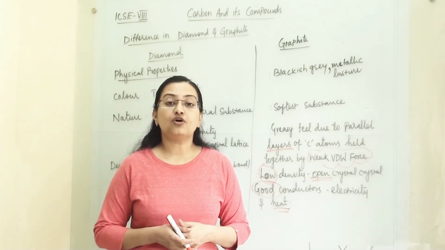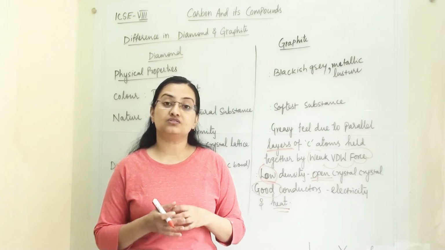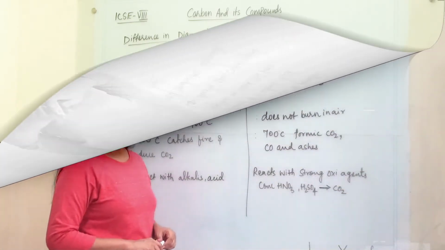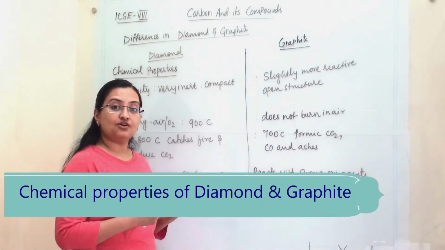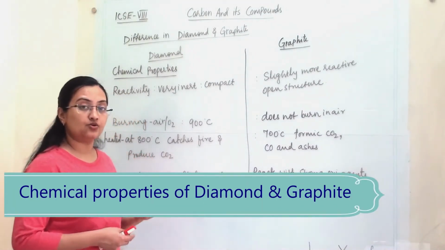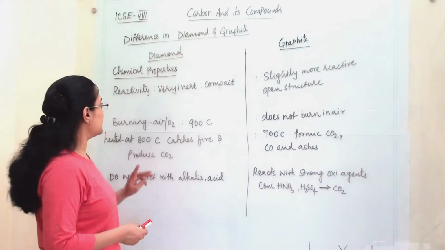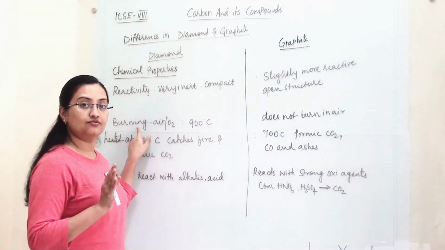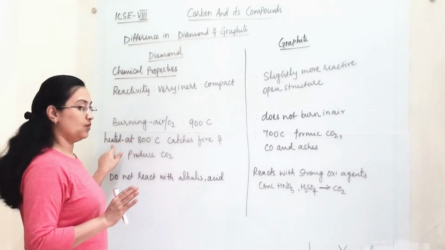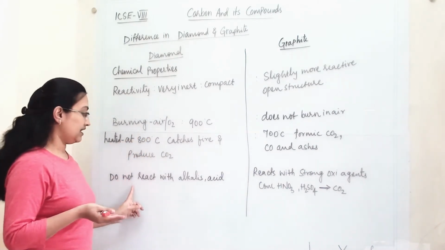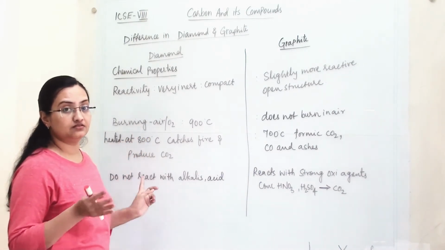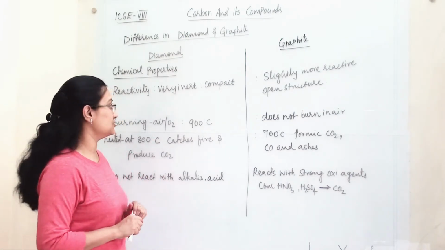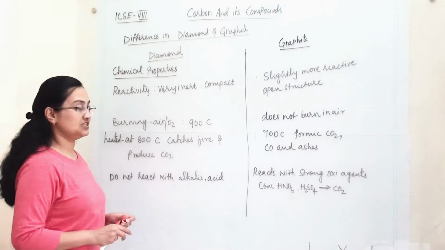Now going forward we are going to discuss the chemical properties of diamond and graphite. Under chemical properties of diamond and graphite we are going to discuss three criteria: its reactivity, burning in air or with oxygen while heating it, and how they react with any strong oxidizing agent and reducing agent. So first is reactivity.